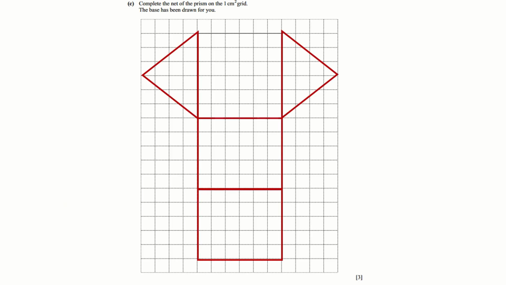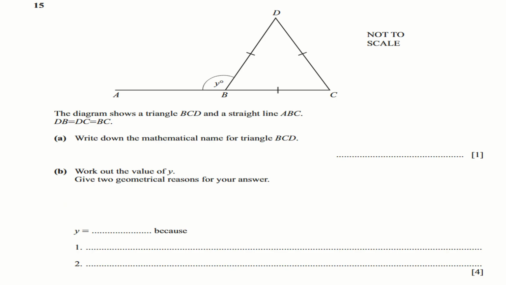Complete the net of the prism on the square grid. The base has been drawn, so let's draw the net of the same prism. That's the net. Number 15. It is given that triangle BCD has all lengths equal, which means that the triangle is an equilateral triangle. Be aware of the spelling mistakes.